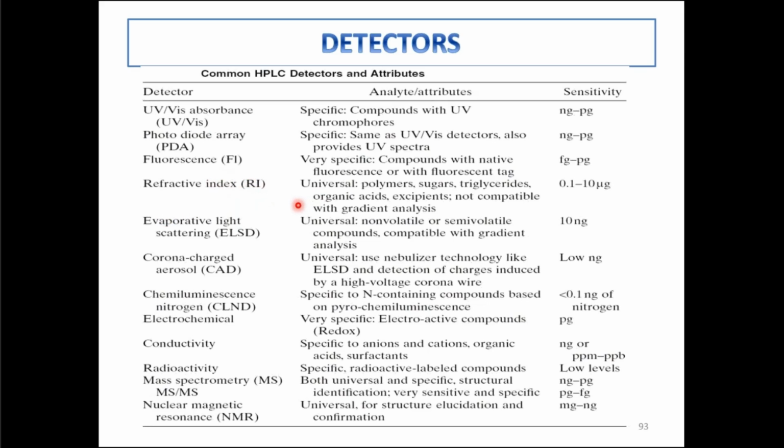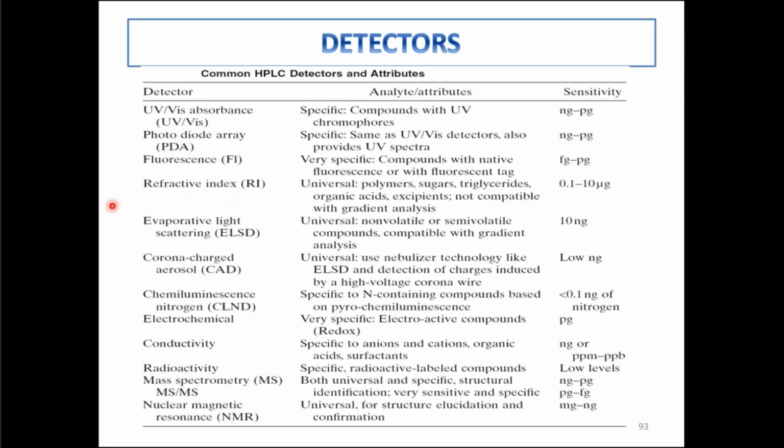Refractive index is actually a universal indicator. It is also a bulk property indicator. What it means is that any type of compound can be detected, because every compound has its own refractive index. So it's a universal detector: polymers, sugars, triglycerides, organic acids, excipients. It is not compatible with gradient analysis. This detector is not compatible with gradient analysis.